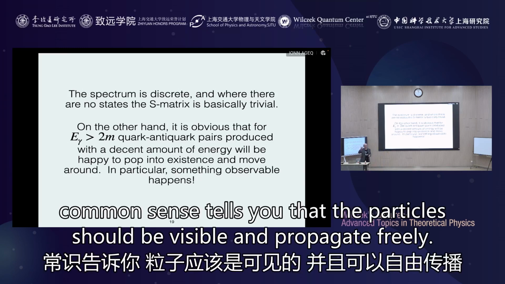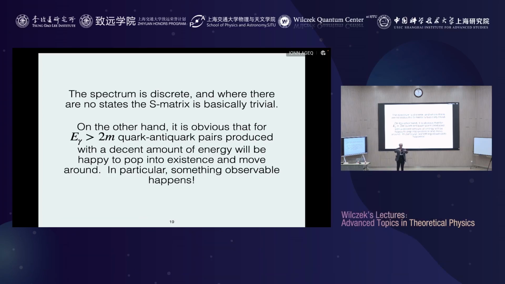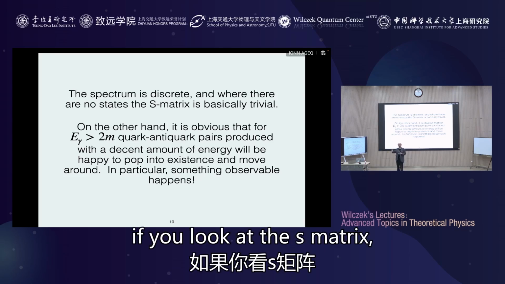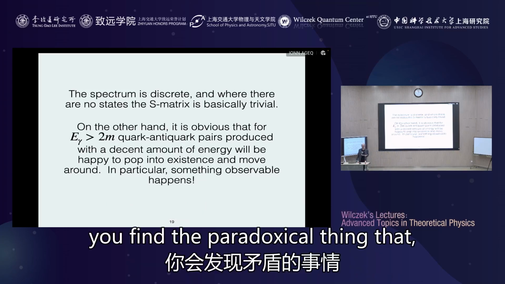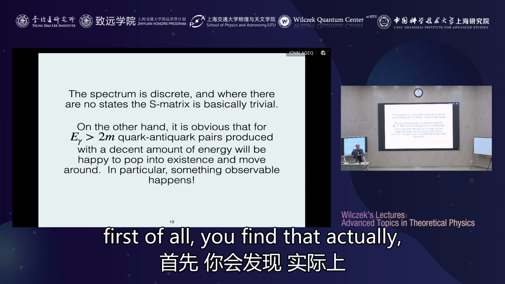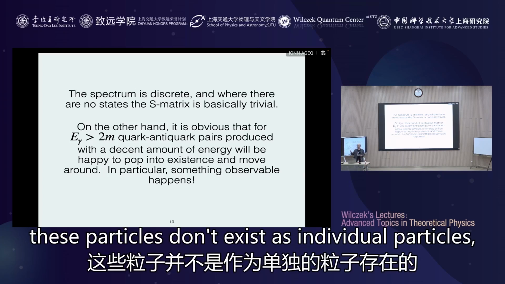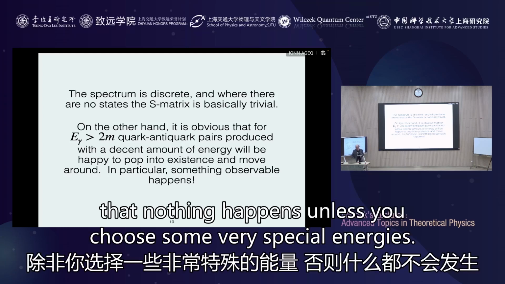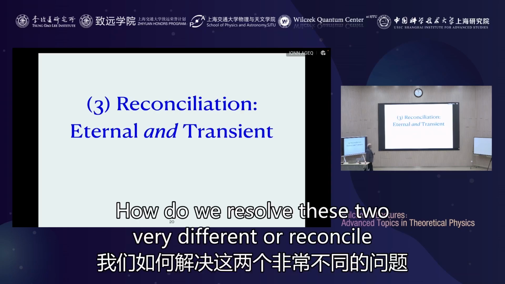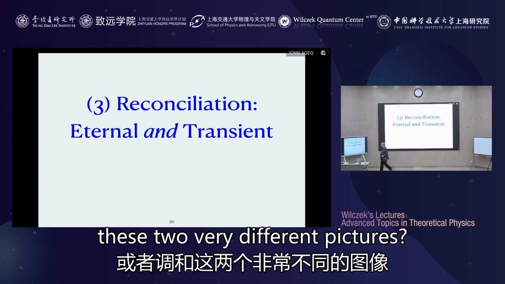On the one hand, common sense tells you that the particles should be visible and propagate freely. On the other hand, if you look at the S matrix, at a more sophisticated way of analyzing things, you find the paradoxical thing that, first of all, these particles don't exist as individual particles, but then also that's reflected in the dynamics as a prediction that nothing happens unless you choose some very special energies. So how do we resolve, or reconcile, these two very different pictures?